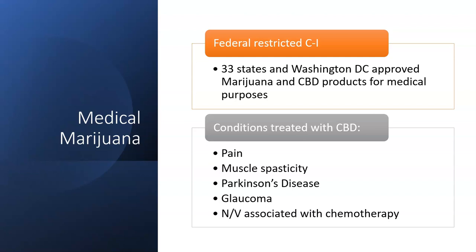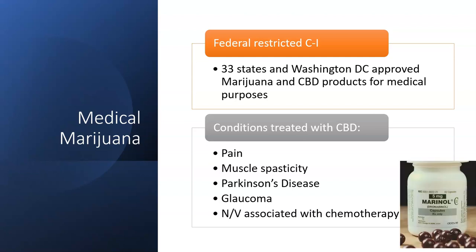So we use it for conditions such as migraine headaches, pain, muscle spasticity, Parkinson's disease, glaucoma, nausea and vomiting associated with chemotherapy, and also body wasting diseases because it does stimulate appetite. So there are considered to be medical uses for marijuana.